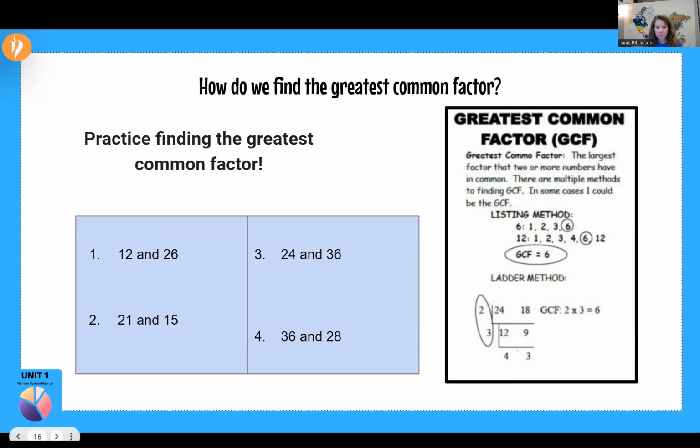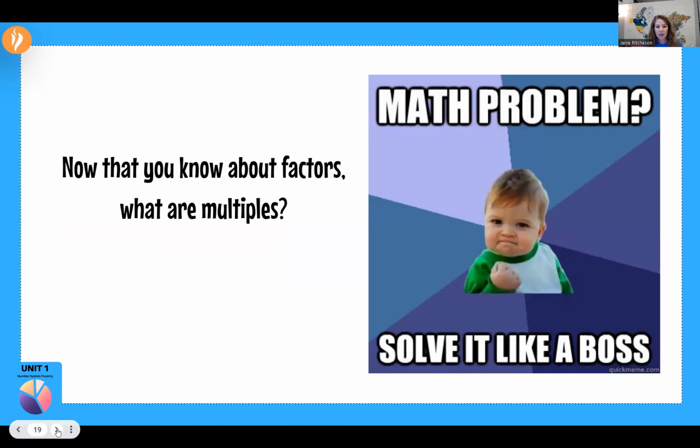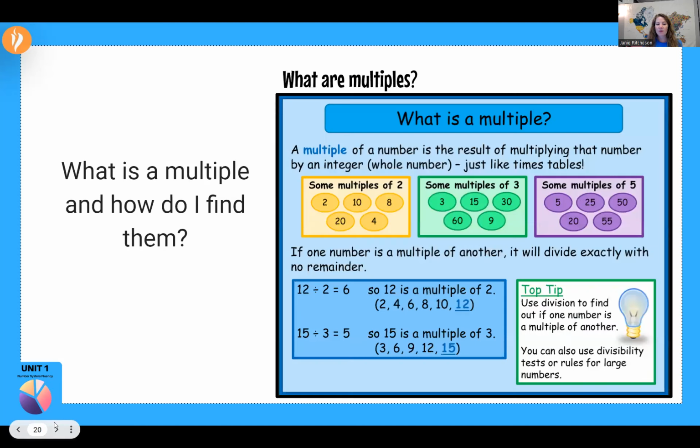There we go. Awesome. All right, so now we know what factors are. What about multiples? One way I like to tell kids to remember these: factors are small numbers, multiples are large numbers. Each number only has a certain number of factors, but every number in the world has an unlimited amount of multiples because you can find a multiple of any number forever and ever.